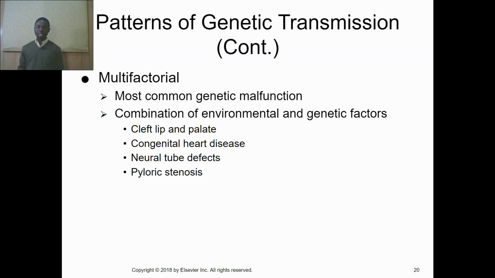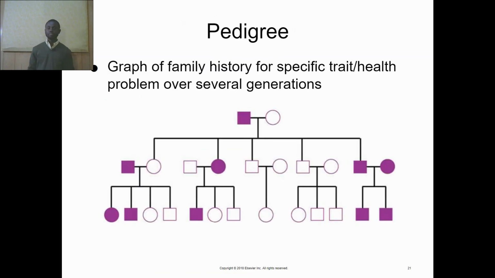Examples of diseases that have multifactorial variations include cleft lip and palate, which means it's caused by multiple factors. We cannot really pinpoint one particular thing that causes that gene mutation. Also congenital heart disease, neural tube defects, and pyloric stenosis. We will talk about some of these when we discuss care of the newborn and children.